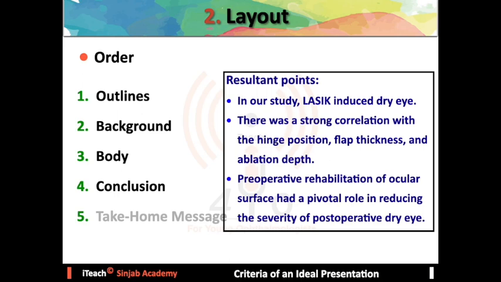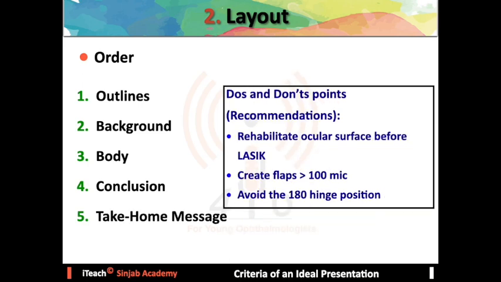For example, these are maybe fake facts, but I'm just mentioning them as an example to put in the conclusion. Now, what is the difference between conclusion and take-home message? In the conclusion, you put the resultant points that you got in your study or research, and in the take-home message, it is like recommendations, what to do and what not to do. Like rehabilitate ocular surface before LASIK, create flaps, for example, more than 100 micron, avoid the 180 hinge position. Maybe some of these are fake facts, but I put them arbitrarily just to give you an example.